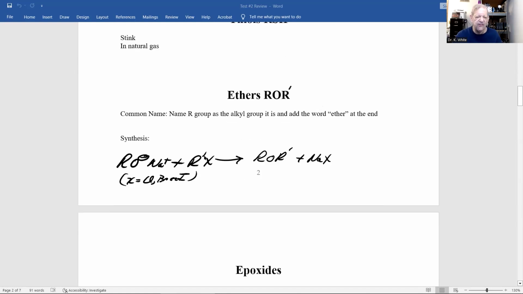All right, next, I talked about ethers. And ethers are an oxygen with two groups, R and R prime. Remember, R prime is just like X and Y in math. R is something with carbon and hydrogens. R prime is something with carbon and hydrogens. They can be the same or different. That's why we use the prime. And I didn't ask you to learn the IUPAC name rules for naming ethers. I know them, but for this class, use the common name: name the R group as the alkyl group it is, and add the word ether at the end.